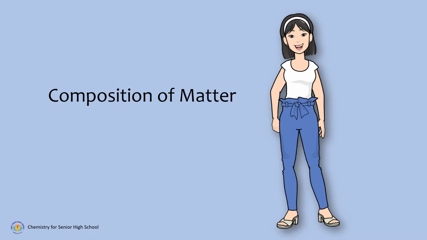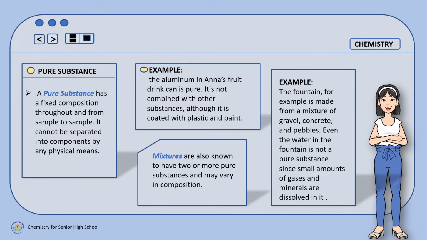Moving on to the next topic, we'll be talking about the composition of matter. One way to classify matter is by its chemical composition. Such matter is known as a pure substance. A pure substance has a fixed composition throughout and from sample to sample. It cannot be separated into two components by any physical means. For example, the aluminum in Anna's fruit drink can is pure. It is not combined with other substances, although it is coated with plastic and paint.